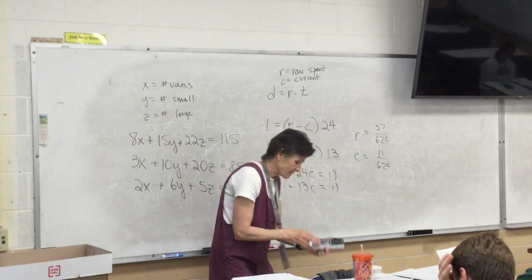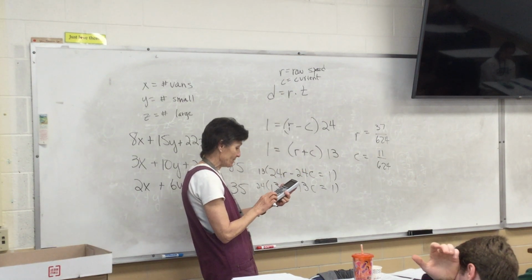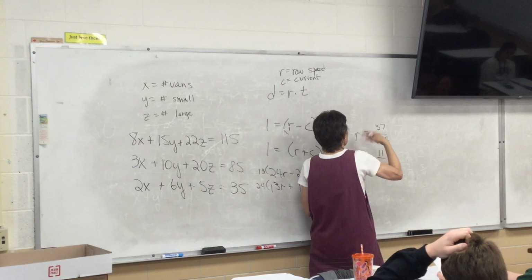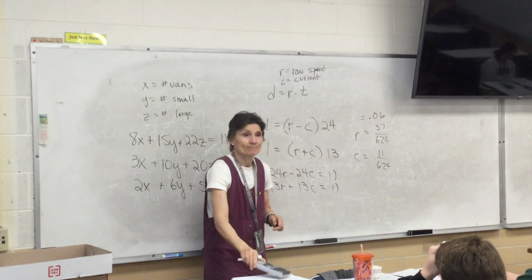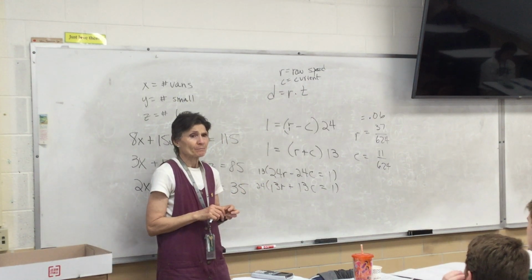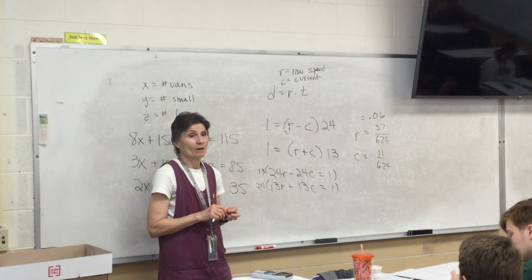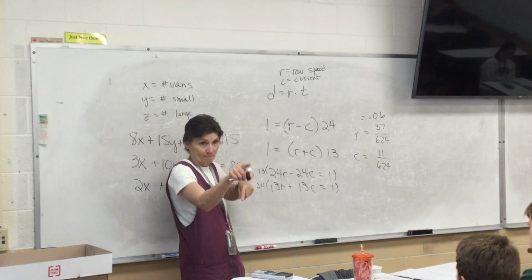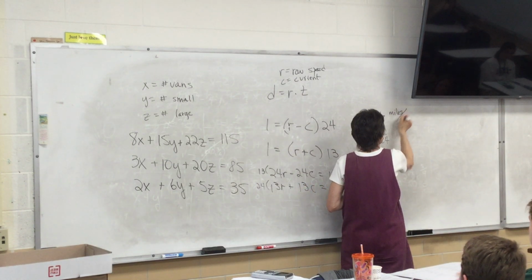All right, so if I type that in on my calculator, just so we have a number to talk about, 37 divided by 624 is about 0.06. So I am rowing at 0.06. Now, what's the unit on that? That's a speed, the speed I'm rowing. What was this? Miles per minute. So I'm going 0.06 miles per minute.